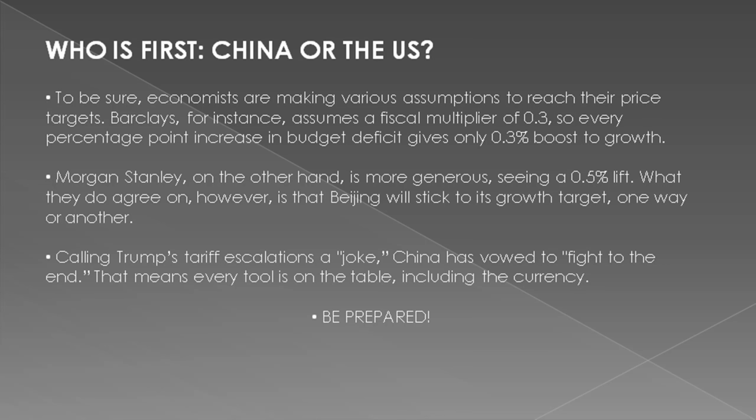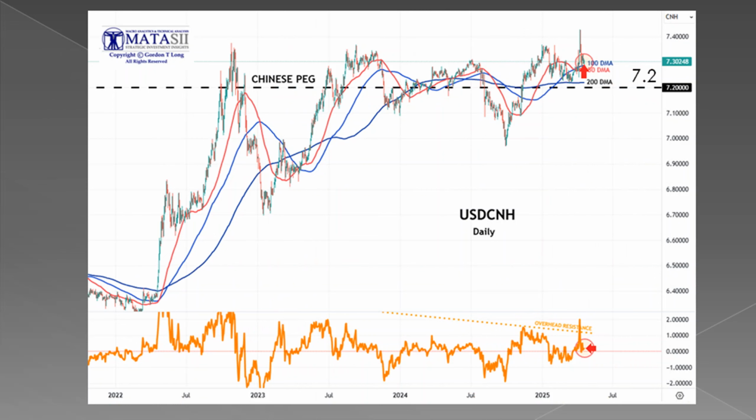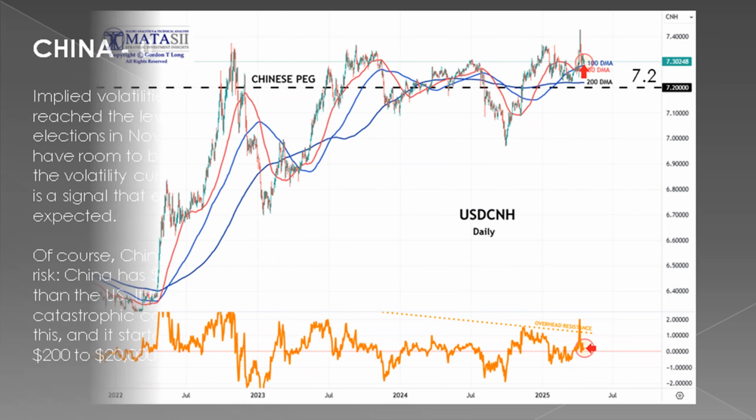Having called Trump's tariff escalations, and I quote, "a joke," China has vowed to, and again I quote, "fight to the end." That means every tool is on the table, including the currency. Be prepared. We have added this chart to both our weekly Market Lab and Technical Analysis Lab to be able to carefully watch for the initial movement in the People's Bank in controlling that 7.2 peg. It'll be a very important signal.